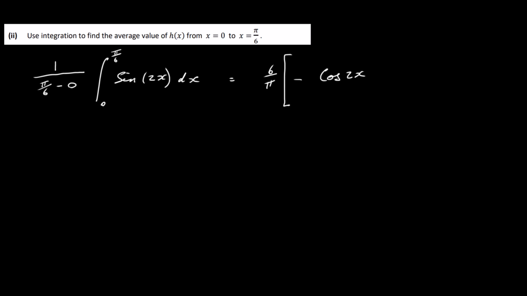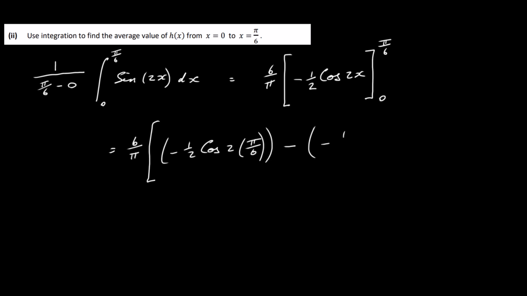However, if you checked it by differentiating this, you'll end up with this extra 2. So you've got to get rid of that by multiplying by half. So it's minus a half cos 2x. Our limits then are 0 and pi over 6. We have 6 over pi anyway. So I'm just going to do this here by putting in these two limits. So first of all, I've got minus a half cos 2 times pi over 6, minus a half cos 2 times 0. So we have 6 over pi.